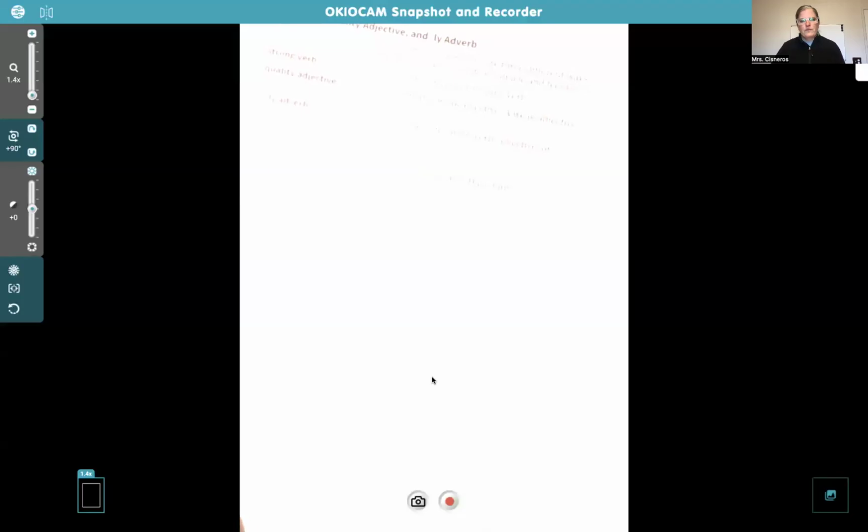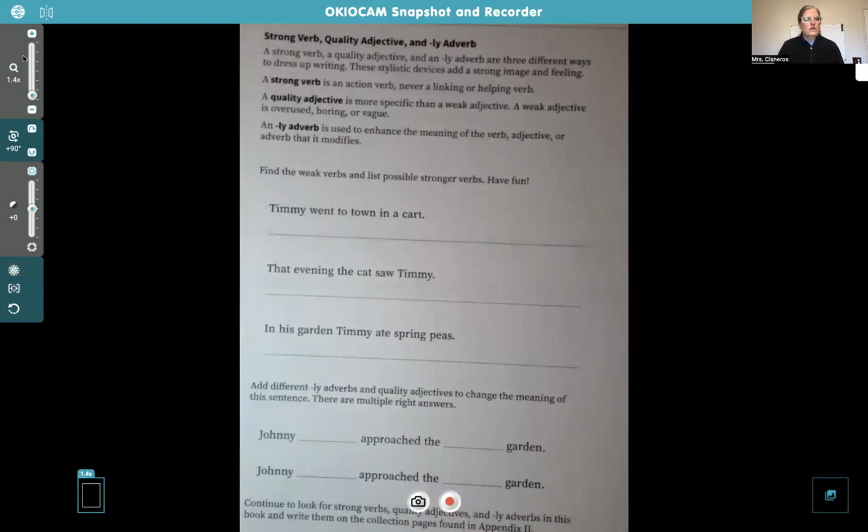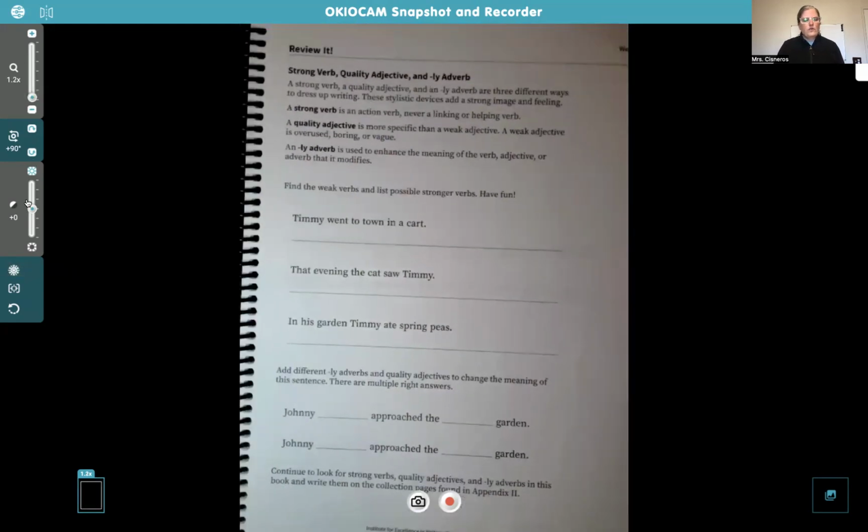So I'll just start with grammar. If you can turn to page 127 in the grammar book, page 127. This is a review page about strong verb, quality adjective, and ly adverb. You guys already know about these. You've been using them in your regular writing, and you've been finding them in this book. So this is basically a review.